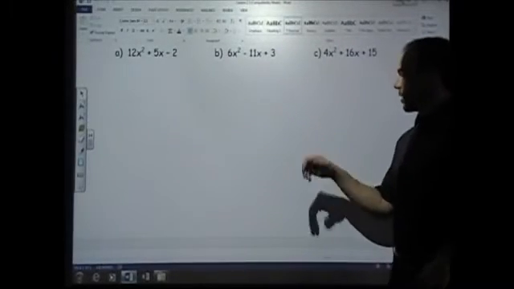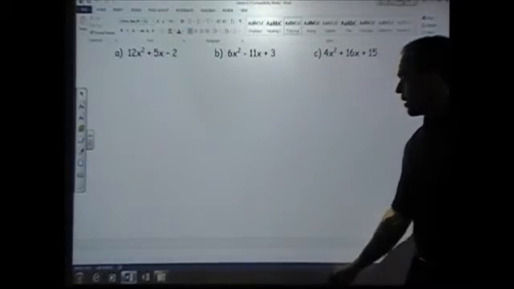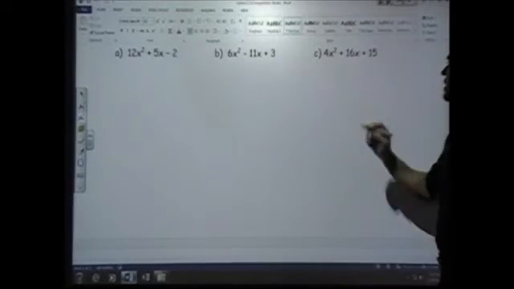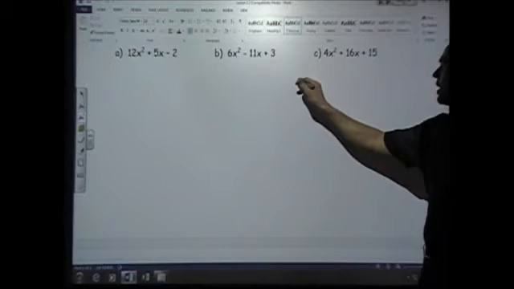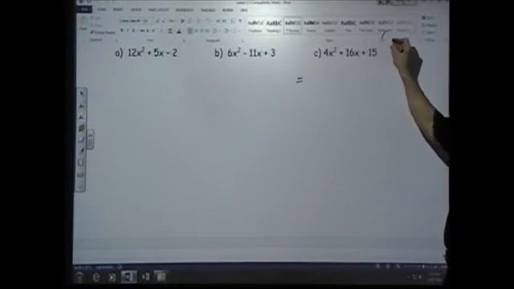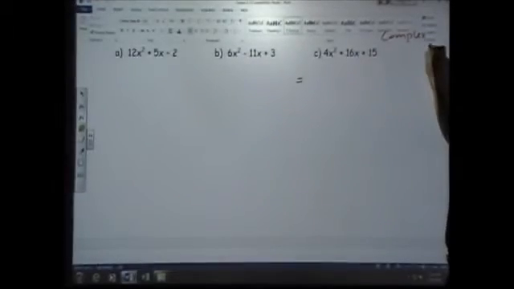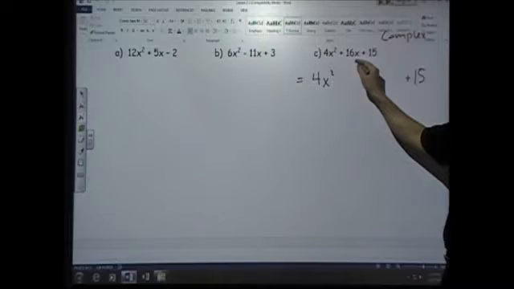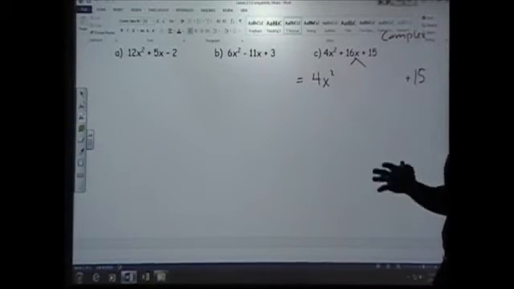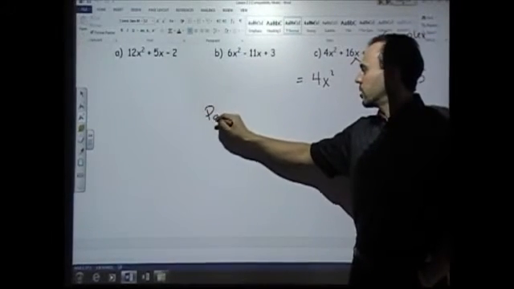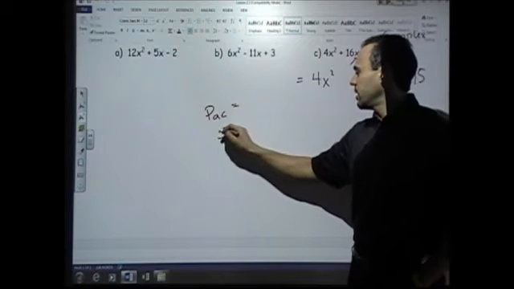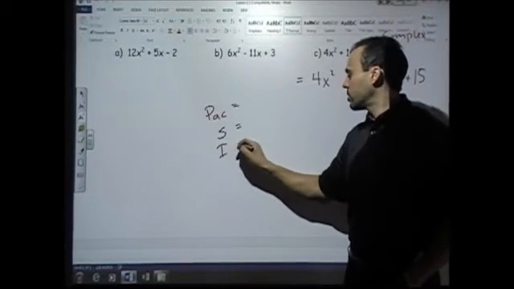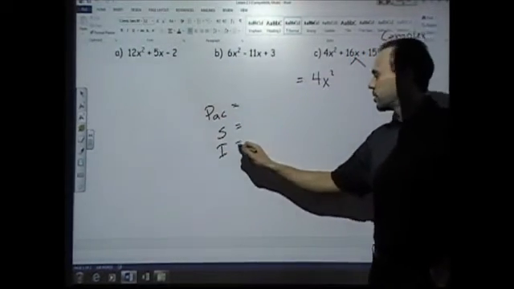So let's take a look at this one here. Again, this one says 4x squared plus 16x plus 15. Now, there's no common factor between all of them, and it's a complex trinomial, so I have to use decomposition. Using decomposition, I'm going to leave the first term the same and the last term the same. What I'm going to do is break up the middle term. I have a process to break up the middle term using product of AC, sum, and integer.